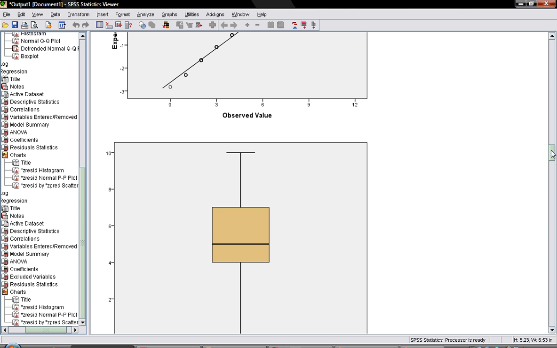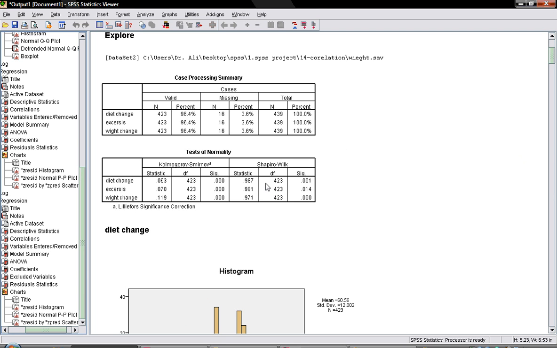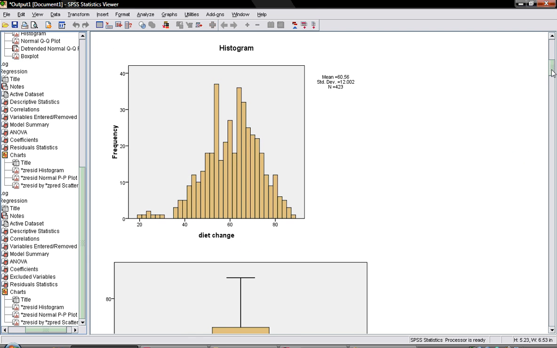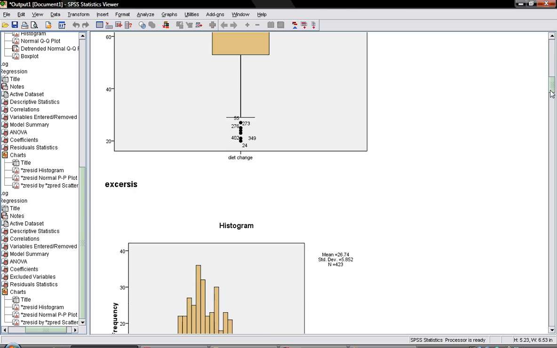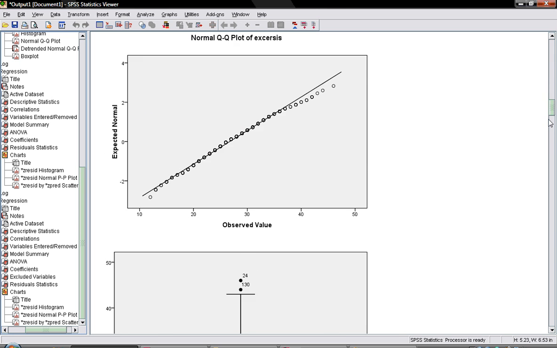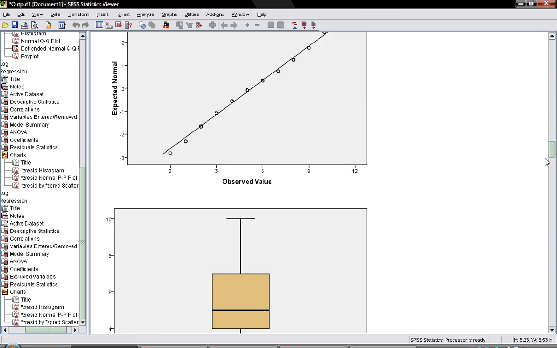What you will find initially is that you have 439 subjects, and it seemed that the Shapiro-Wilk test showed a significant violation of normality. However, this is why you have to go to the graphs. The graphs show here that there is a reasonably very good normal distribution. So after that, you decided to go for your regression.